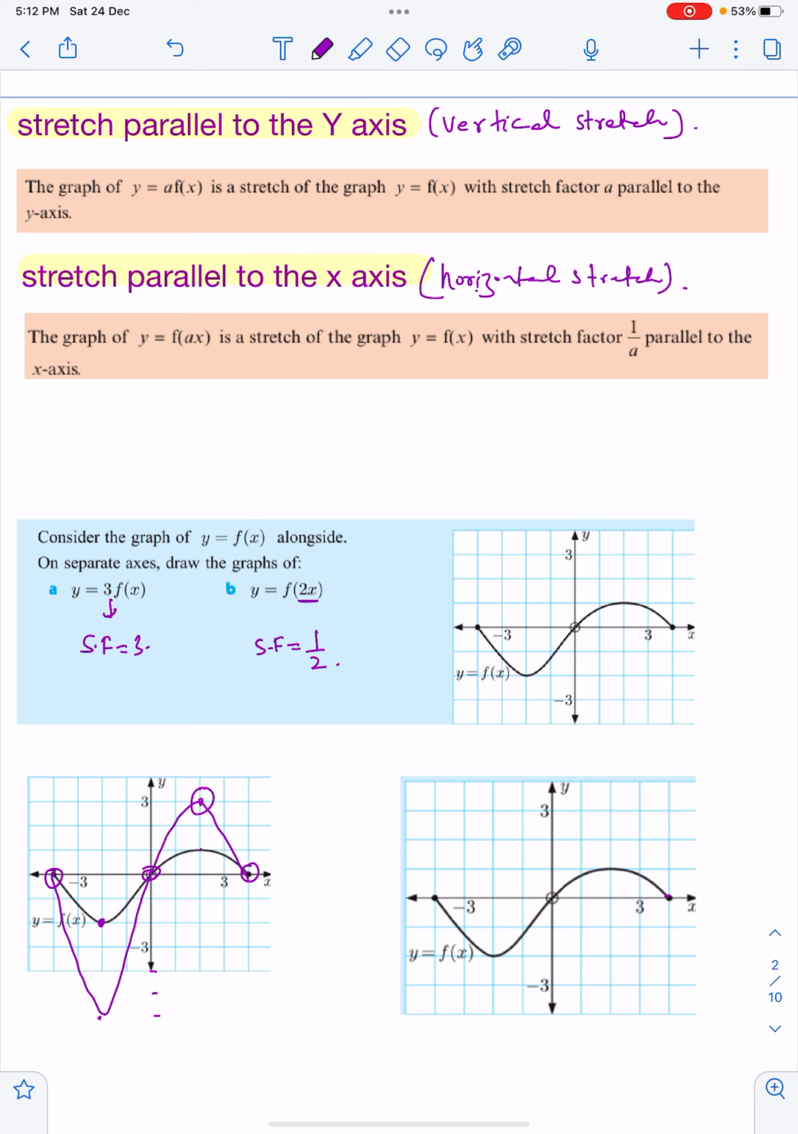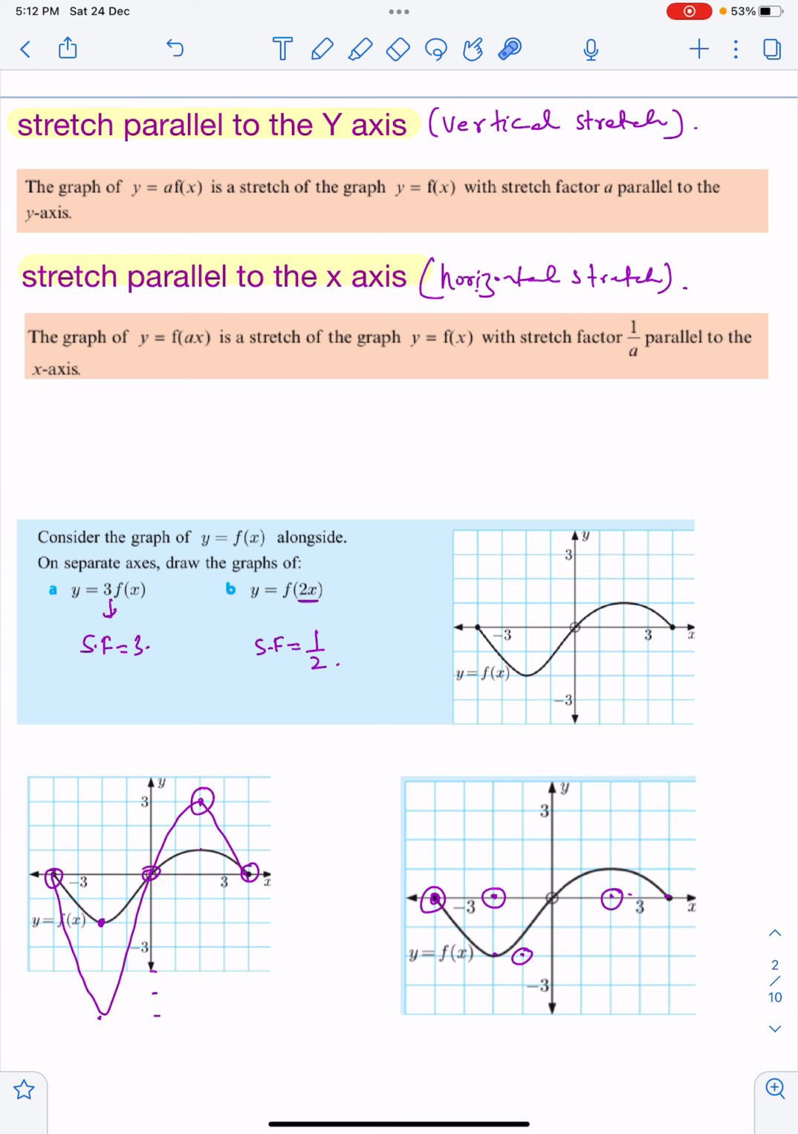Now, if you notice, this point is 4, half of it is 2, so it will be plotted here. Likewise, this point is negative 4, so it will go on to negative 2. This point is negative 2, it will go on to negative 1. So you have to simply multiply every x coordinate by the stretch factor. In case of a horizontal stretch, the stretch factor is the reciprocal of the constant.